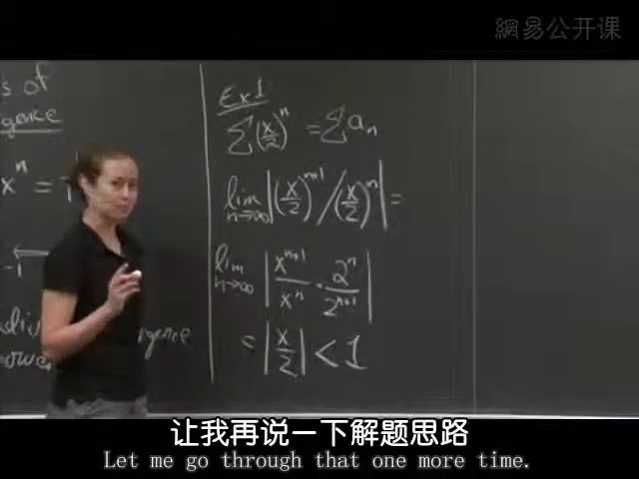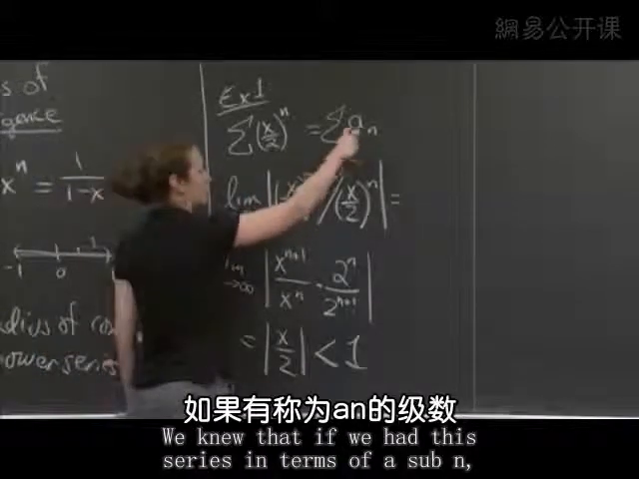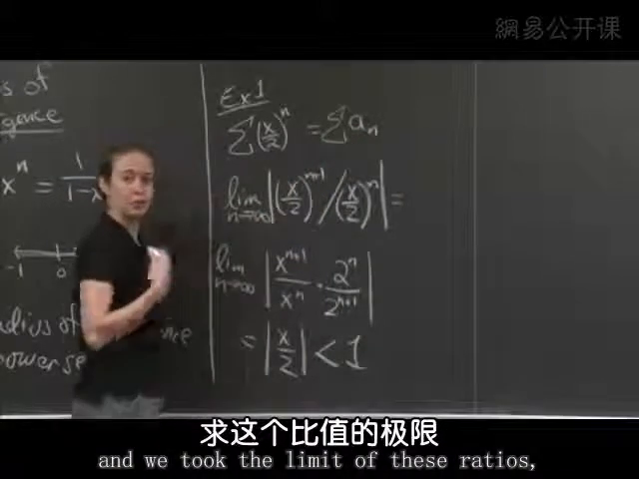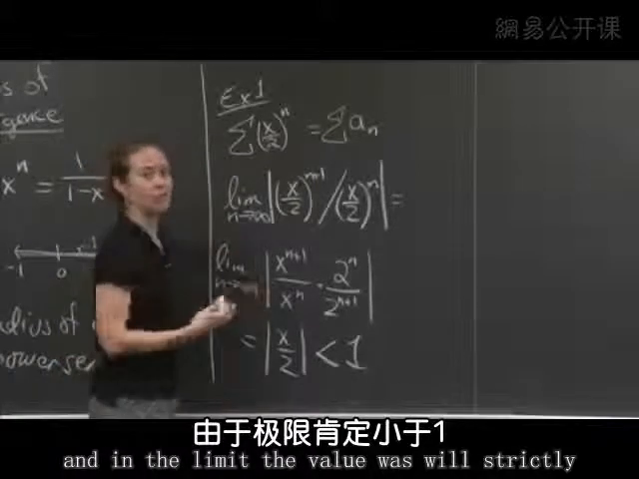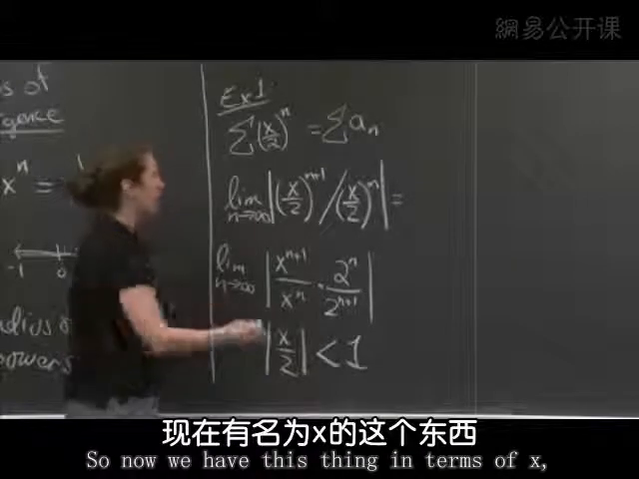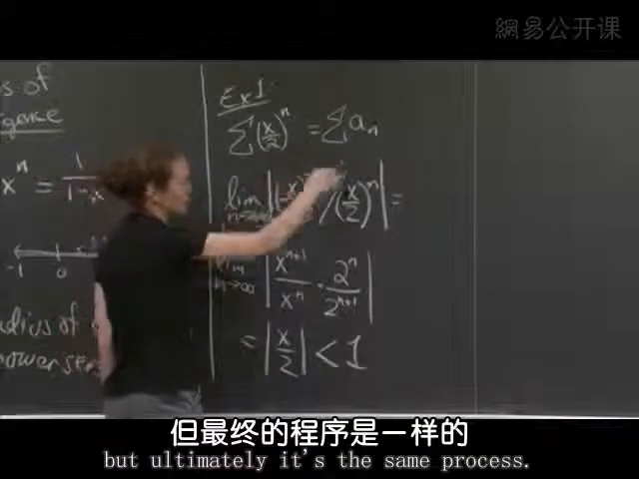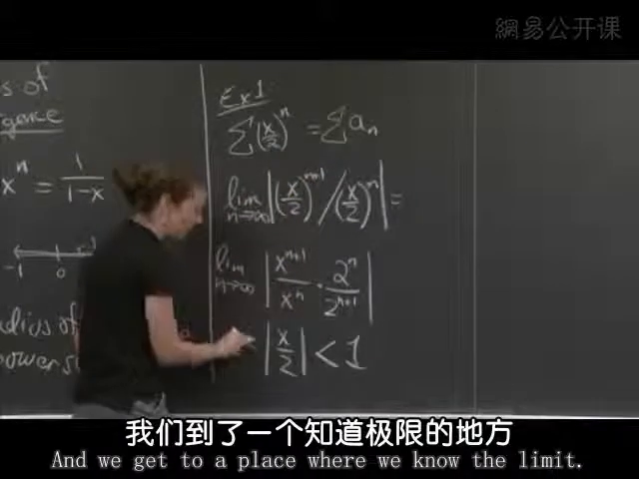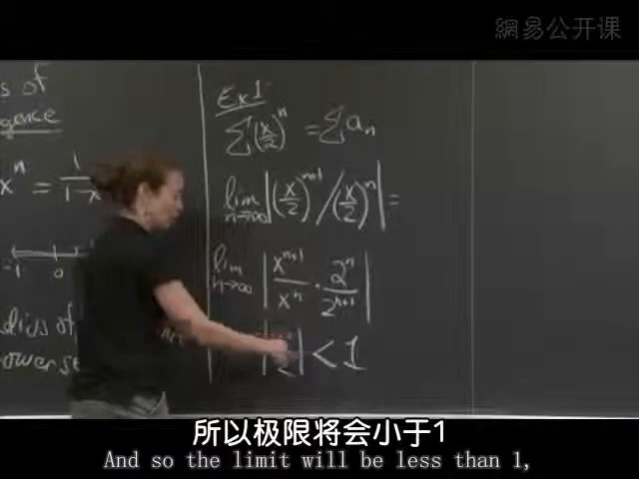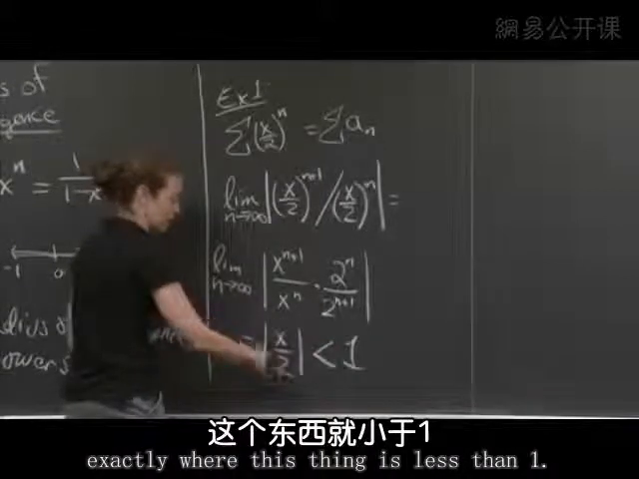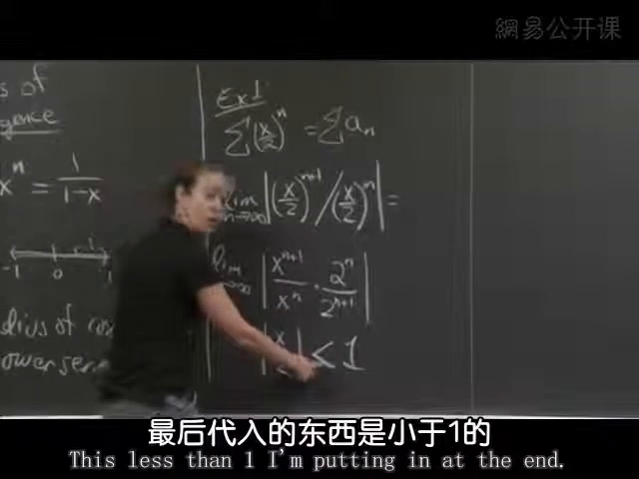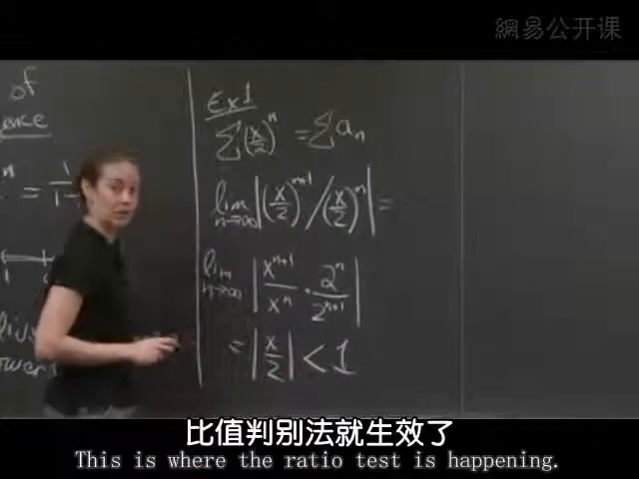Let me go through that one more time. We knew that if we had this series in terms of a_n, and we looked at the ratio, and we took the limit of these ratios, and in the limit the value was strictly less than 1, we know the series converges. So now we have this thing in terms of x, but ultimately it's the same process, and we get to a place where we know the limit. It depends on x. And so the limit will be less than 1 exactly where this thing is less than 1. Right? So it's now in terms of x. This less than 1 I'm putting in at the end. This is where the ratio test is happening.